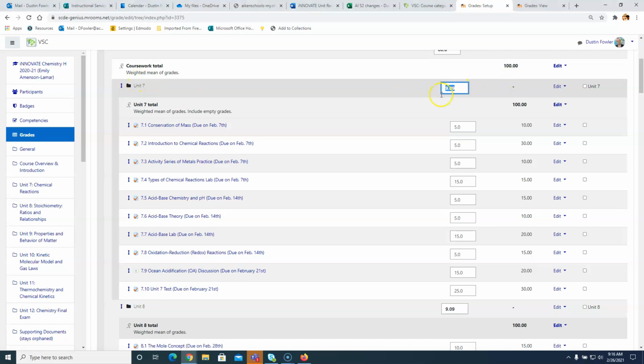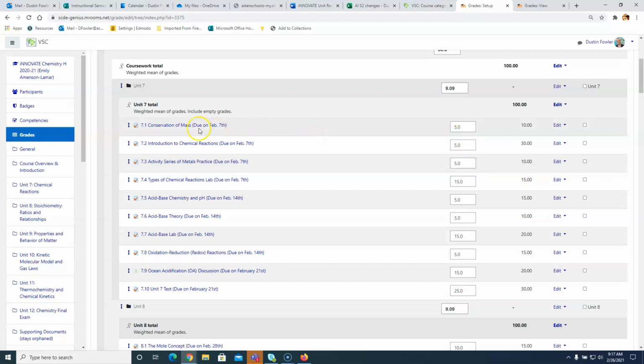This right here is the weight of the unit, and the average of the unit in this case shows up here. Normally it shows up at the bottom. It's going to say Unit 7 or Unit whatever total. So the way you see this is the individual assignments within the unit have a particular weight. Now this weight isn't the same as a percentage, but in this case they do add up to equal 100 if you add every single one of them together.